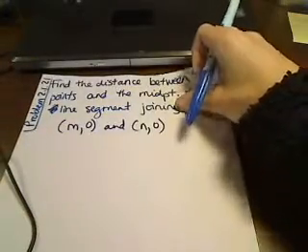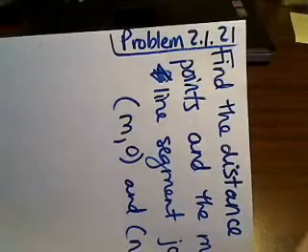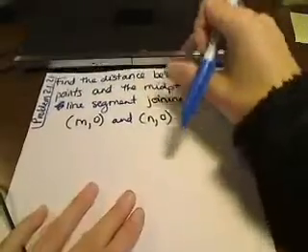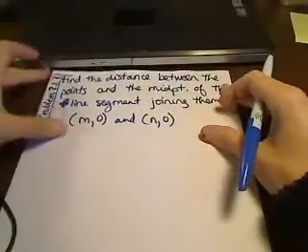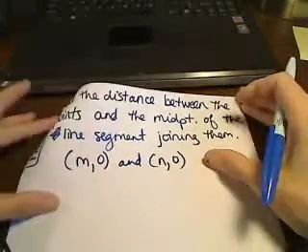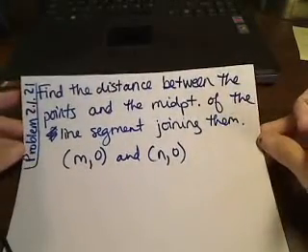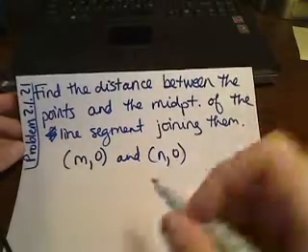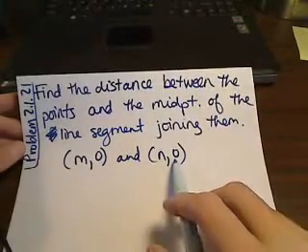Okay, so this problem was asked over email. This is actually problem 2.1.21. I didn't leave myself enough space there to write that out. The question is, they want us to find the distance between the points, and also they want us to find the midpoint between these two. They're giving us m, 0 and n, 0.